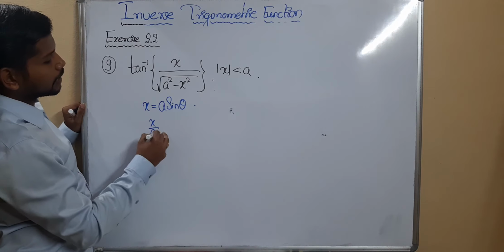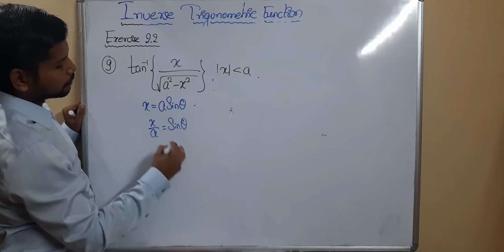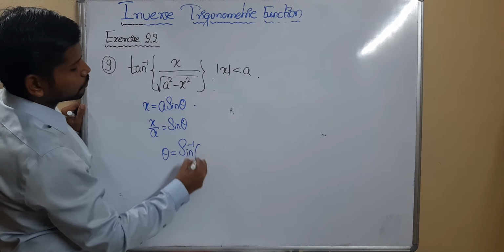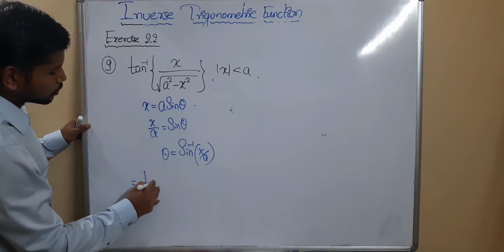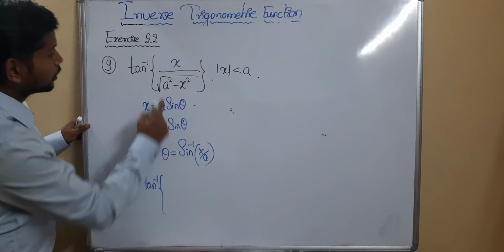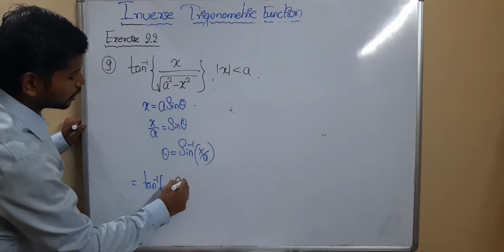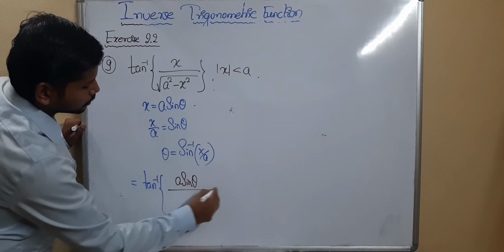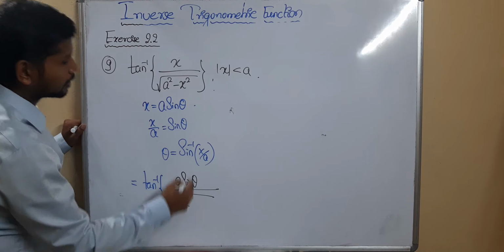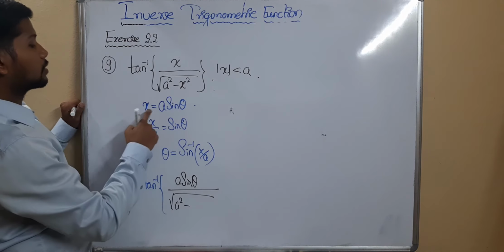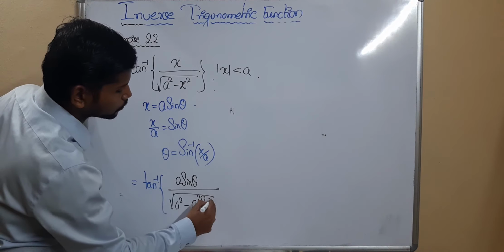What is x by a? Sine theta. Let it be theta. On the left hand side, it will be sine inverse of x divided by a. Now I'd like to substitute the value in tan inverse. The numerator, x, will be a sine theta. What about the denominator? Square root of a square minus x square. X is a sine theta, so x square is a square sine square theta.